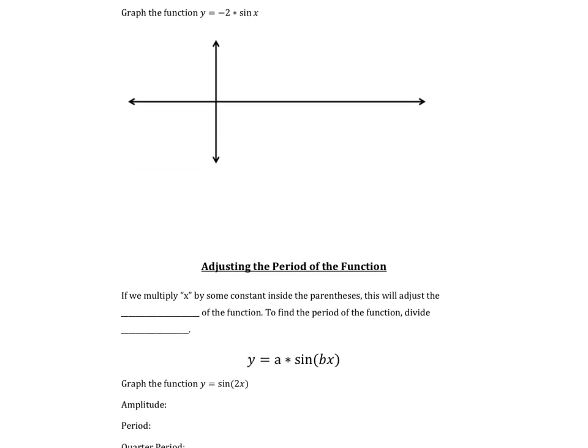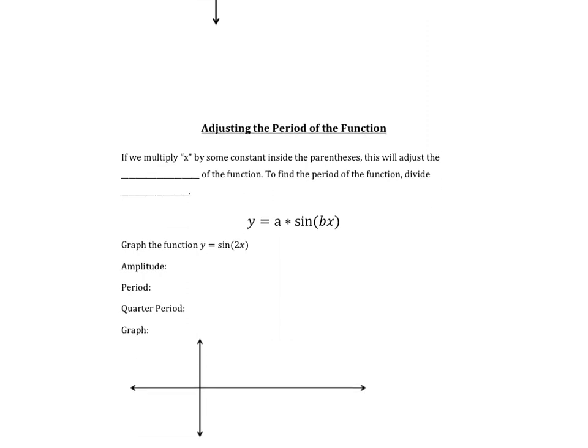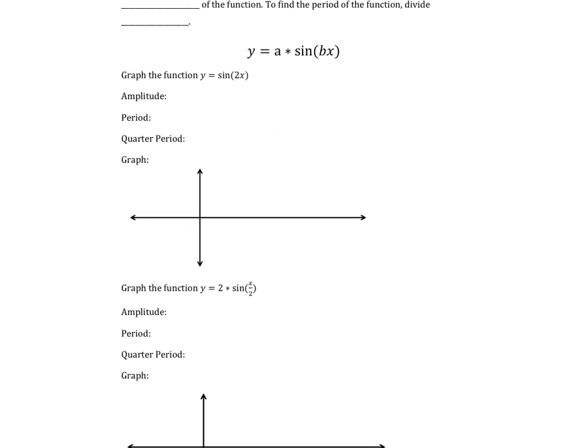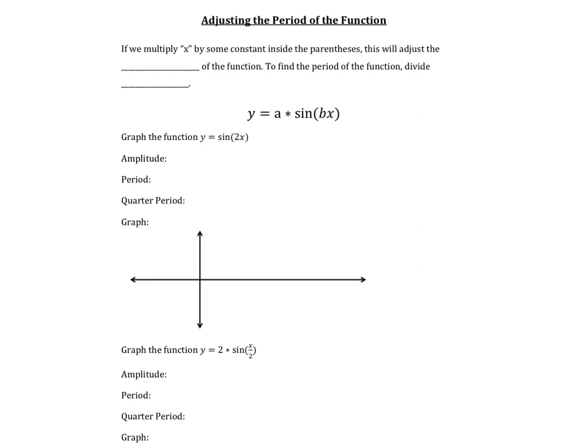I want to look at one more thing here, and that is adjusting the period of the function. Now, we talked about the period of the function before, being how long it takes for the graph to repeat. The way we adjust the period is by multiplying some number by that x value inside. So again, as I wrote up top, if we multiply x by some constant inside the parentheses, this will adjust the period of the function.